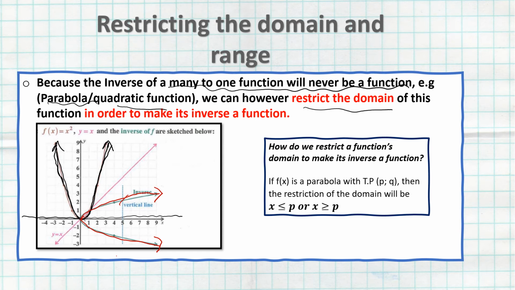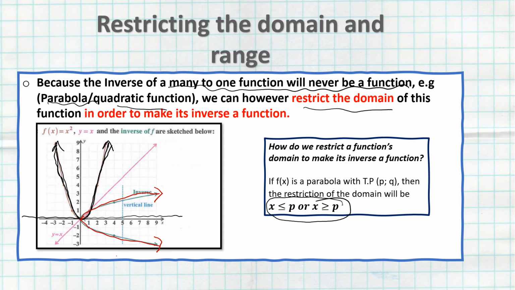So what we have to do is restrict the domain of the original function so that when we sketch its inverse, it can be a function. And how do we restrict a function's domain to make its inverse a function? If f of x is a parabola with a turning point P and Q, then the restriction of the domain will be x must be less than or equal to P, or x must be greater than or equal to P.